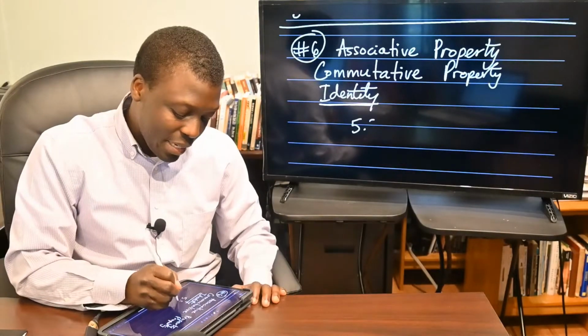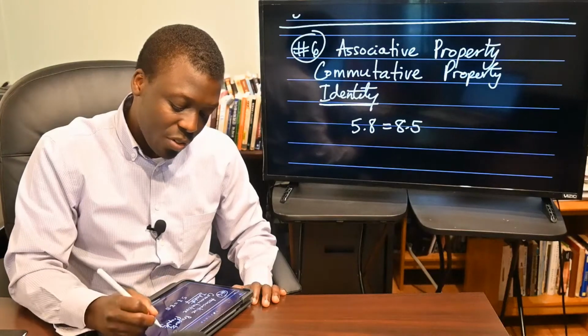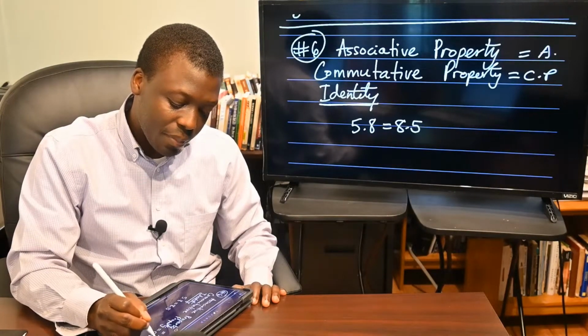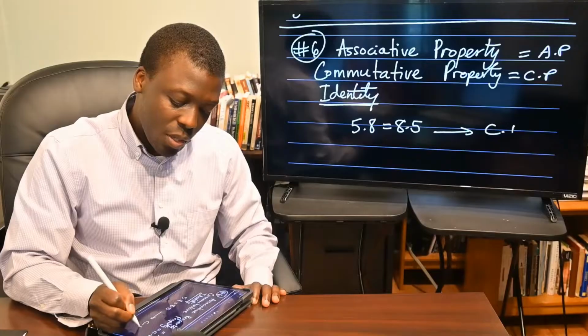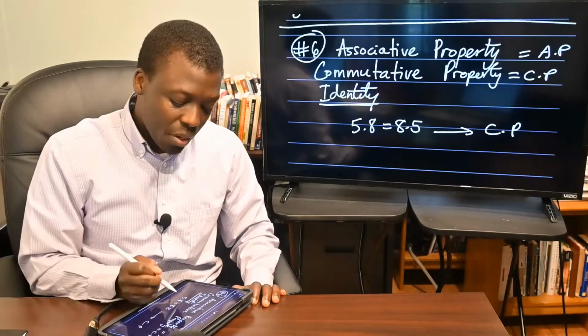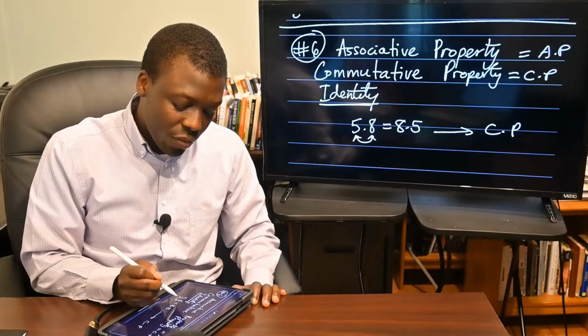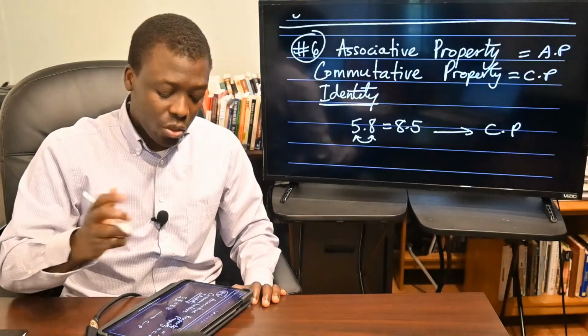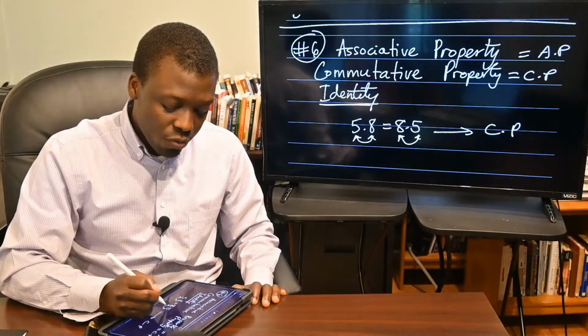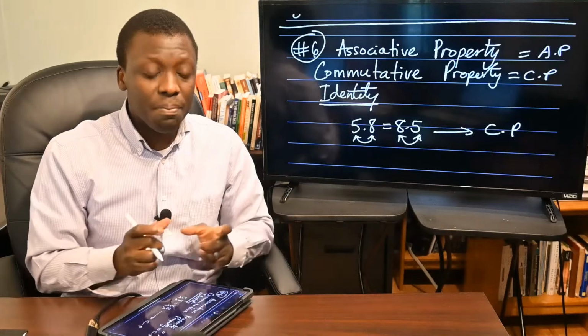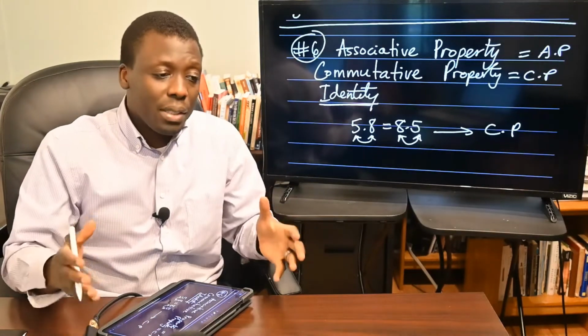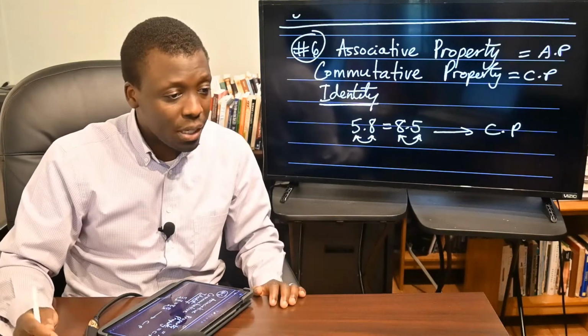So let's go ahead and look at number 6. 5 times 8 is equal to 8 times 5. Let's just call these CP and AP. This will be the commutative property of multiplication because you've moved the location of the 5 to where the 8 is and the 8 to where the 5 is. You have rearranged them, and that's going to be equivalent. So that's the commutative property of multiplication.